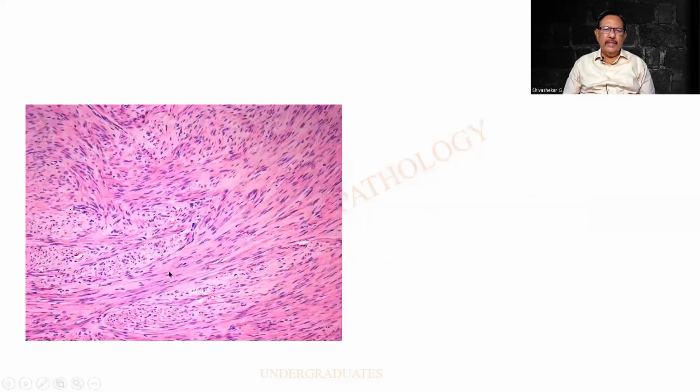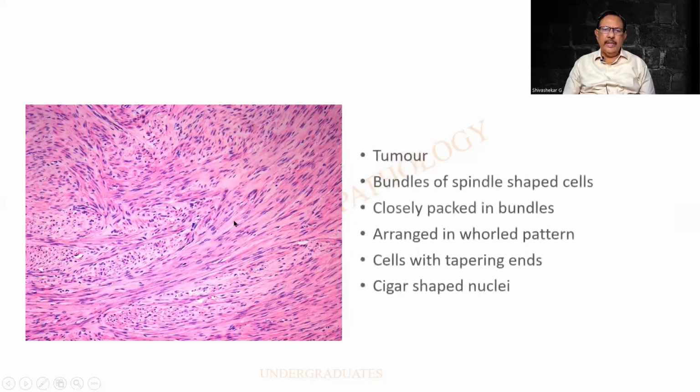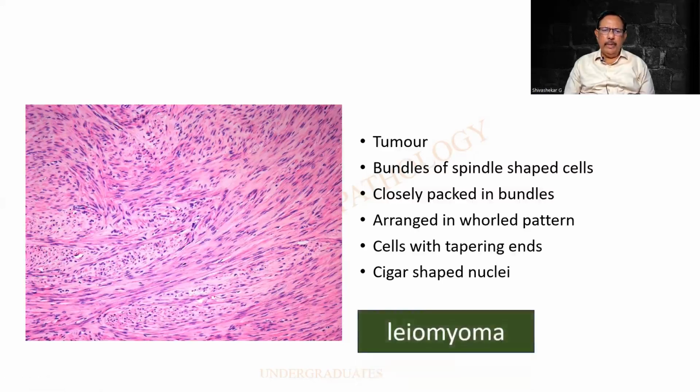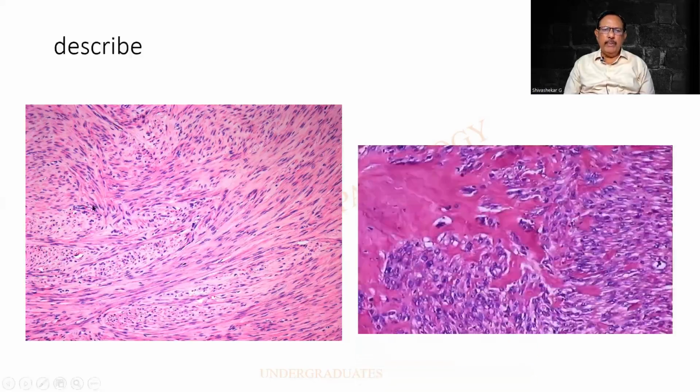This is again a very easy slide for you. You find that they are in bundles. Compared to the previous one, the cells are all long. All the eosinophilic, pink material is the cytoplasm, and the blue material is the nucleus. So bundles of spindle-shaped cells that can be arranged in a whorled pattern. At higher magnification, the nucleus has a cigar-shaped appearance. It is a leiomyoma. Another slide may also be kept.